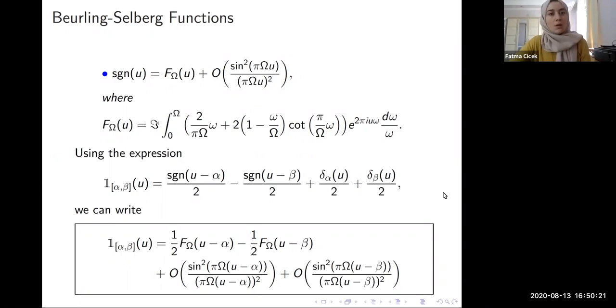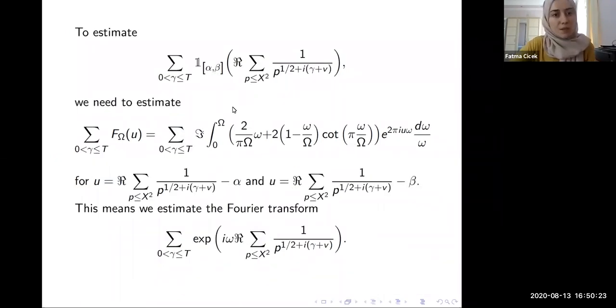Okay. So now we wanted to estimate this sum of characteristic functions. Instead of the characteristic function, I can just consider the sum of f_omegas, because f_omega approximates the characteristic function. And due to this e^(2πiuω) term, this will lead us to estimate the Fourier transform of the Dirichlet polynomial. That looks like this.